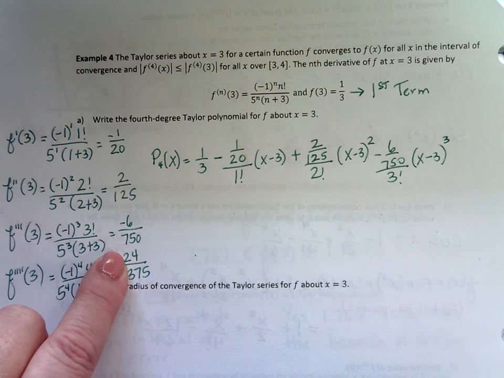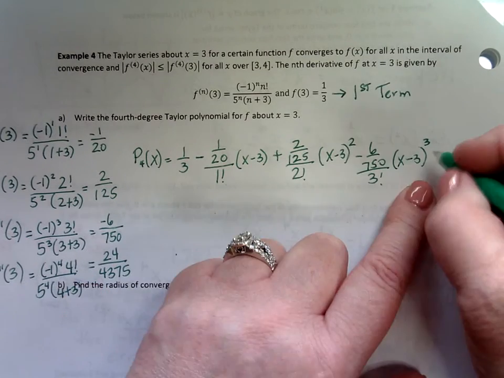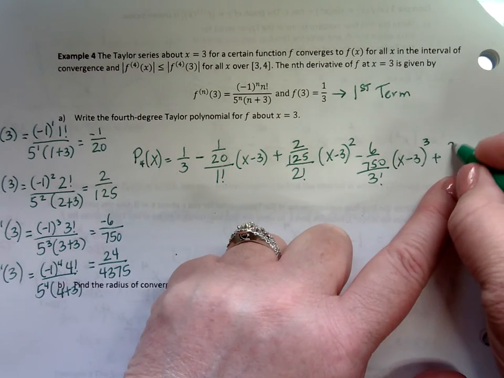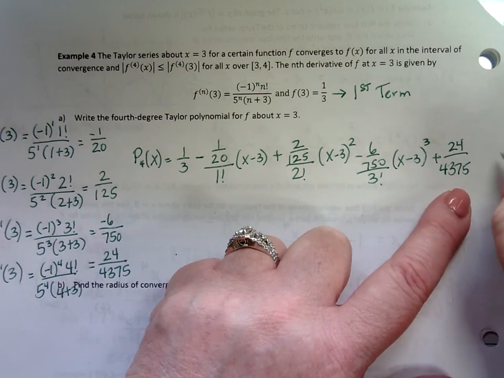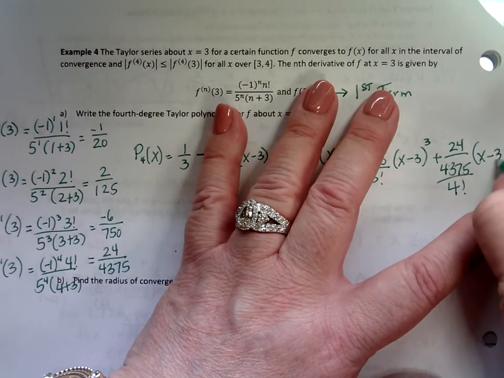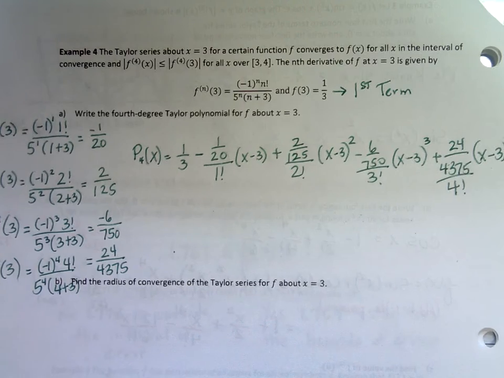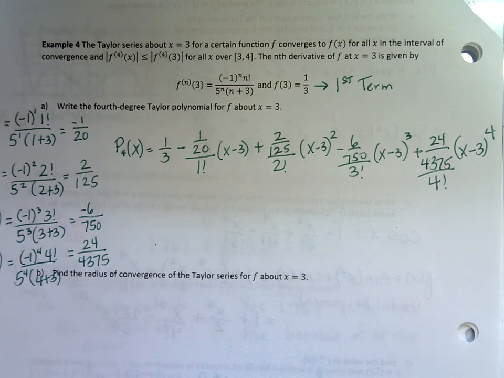And the last one is this 24 guy, so he's going to be a positive, and 24 over 4375 over 4 factorial times x minus 3 to the 4th power. Kind of went off the page there a little bit. There you go. What the heck am I going to do with that? That is really a hot mess.